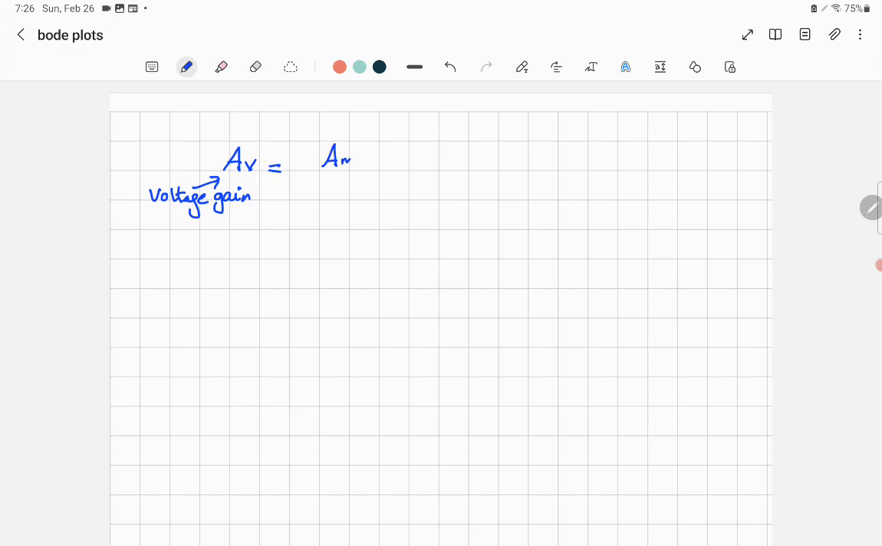Equal constant, which is the maximum, say, gain. It's a value like 400, 200, 300, divided by 1 plus j, the imaginary number j, f, frequency divided by fc, and fc should be given. Sometimes we call it corner frequency.